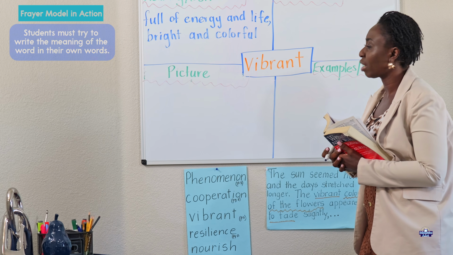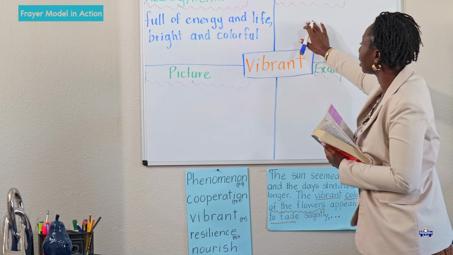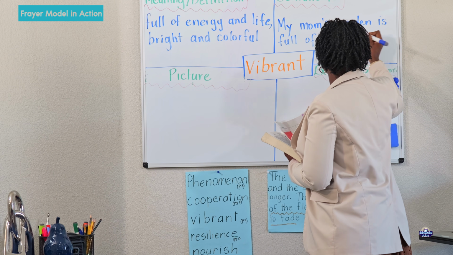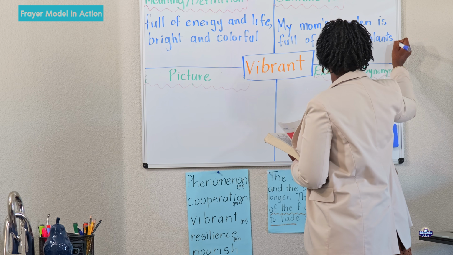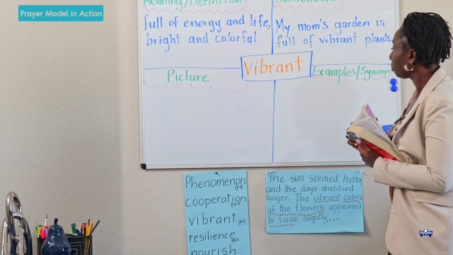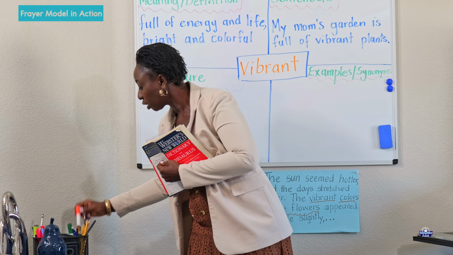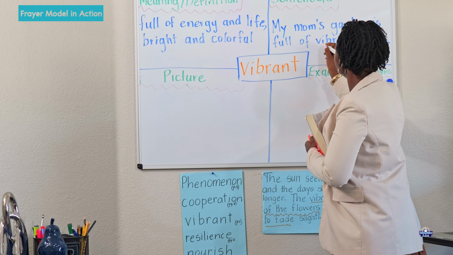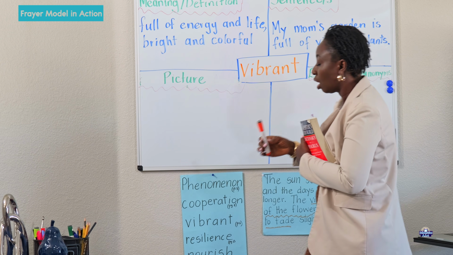Now I want to write a sentence with my word. So I'm going to write a sentence here. Plants. And then I think I want to underline the word in the sentence. So I'm going to underline it. There. All right.